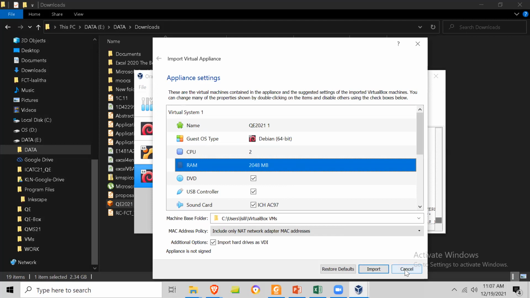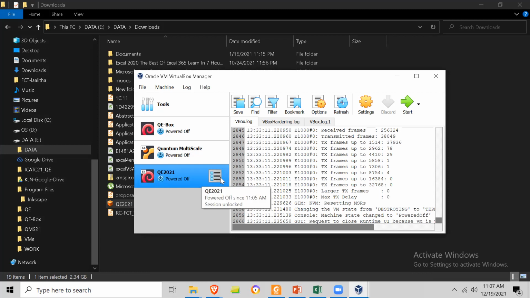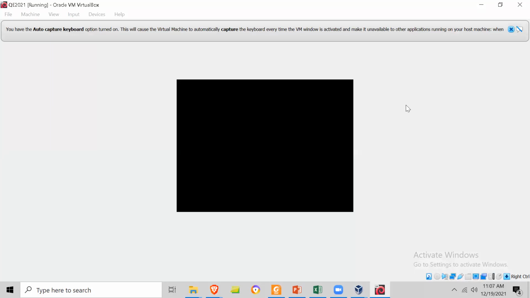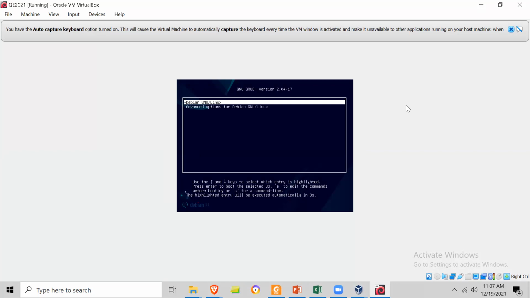But then finally you get something like this, and it says powered off. It asks you to refresh this log, but it doesn't matter. And then you just press the start button. So this is basically an operating system that's going to run inside of Windows that has all the necessary software and the training and the handout material for their Quantum ESPRESSO workshop that they ran in May.